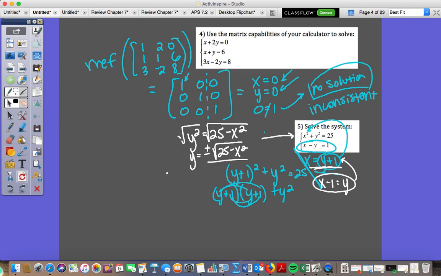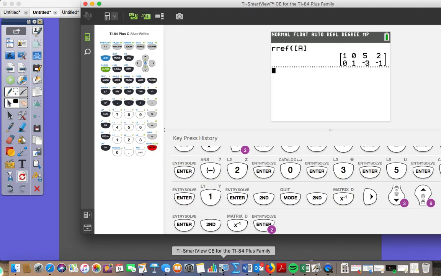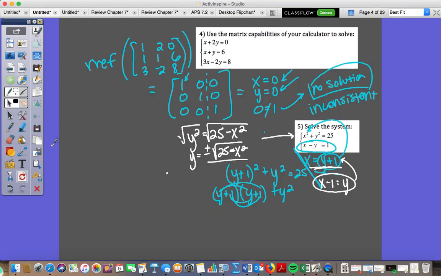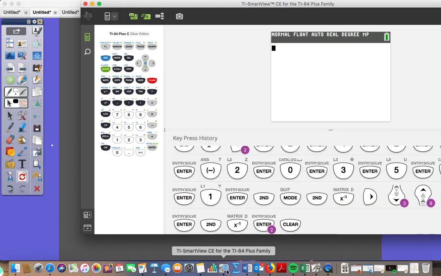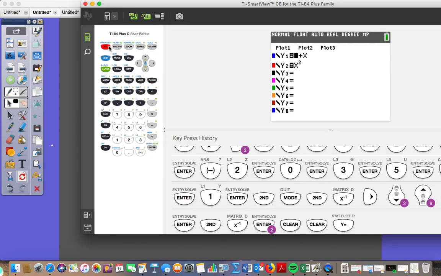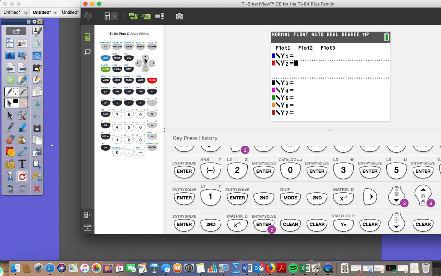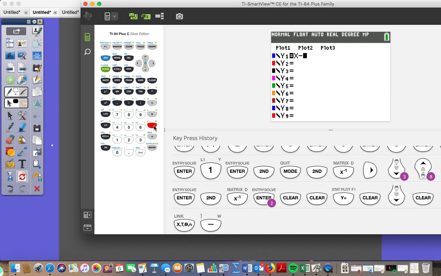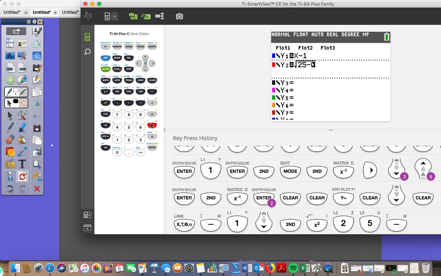Now, real quick, remember, I'm not able to take the square root of 25 or x squared, mainly because there's that negative right in between. So our calculator part would be, I think, x minus 1. Okay, so we're going to have kind of 3 here. I'm going to clear these out. So the first one is x minus 1. And the second one was the square root of 25 minus x squared.